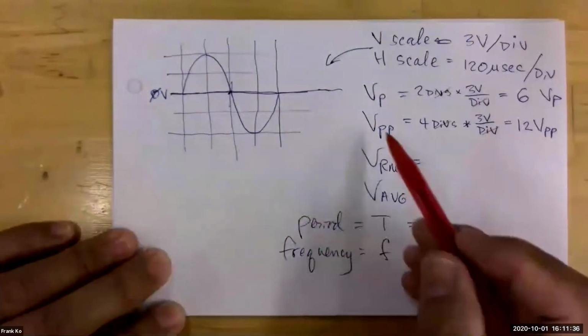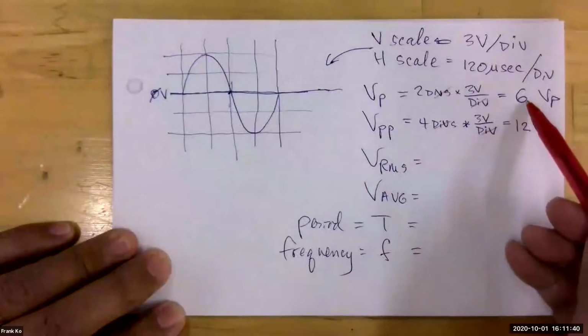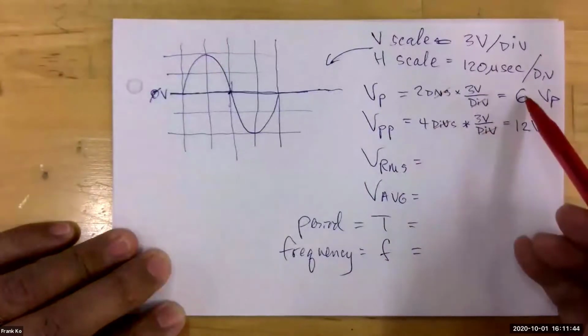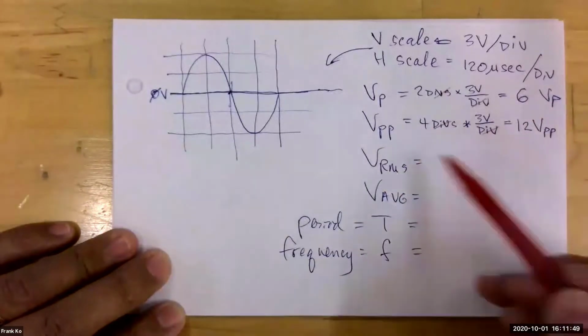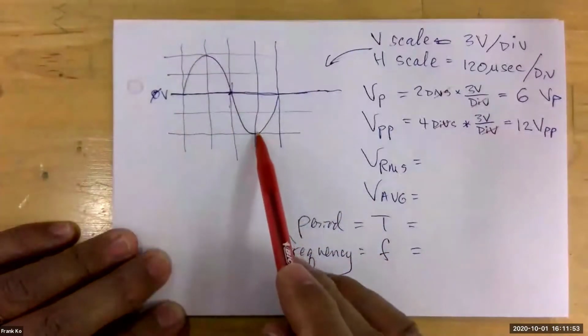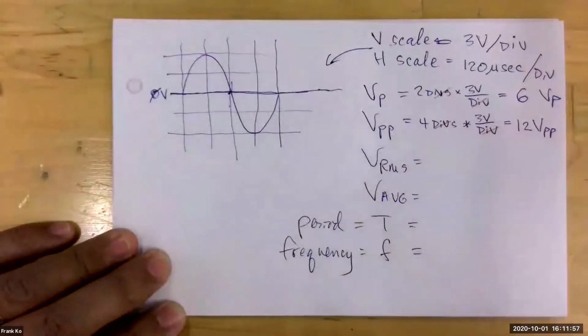An alternative way of calculating your volts peak to peak is simply double your peak value. So if you're happy with 6 volts peak as being the peak, then you double that, and that will still give you 12 volts peak to peak as well. So either method is valid. You can count the number of squares from the positive peak all the way down to the negative peak, and that was 4 squares, times your vertical scale, and that gave us this value. Very good. Excellent. Thank you.